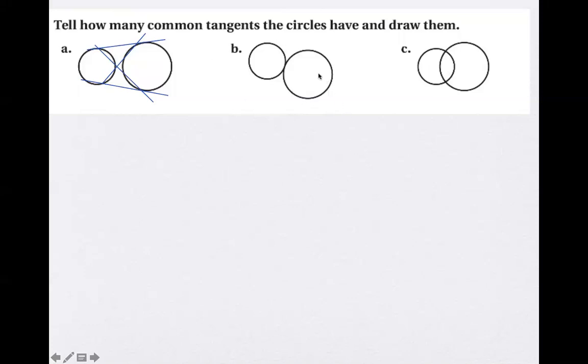Okay, I'm going to skip B because I think B is the trickiest. I'm going to go to C. So hold on. A has 4 common tangents. Let me write the number 4 here. So you should expect 4. That will always be the case for 2 circles not touching.